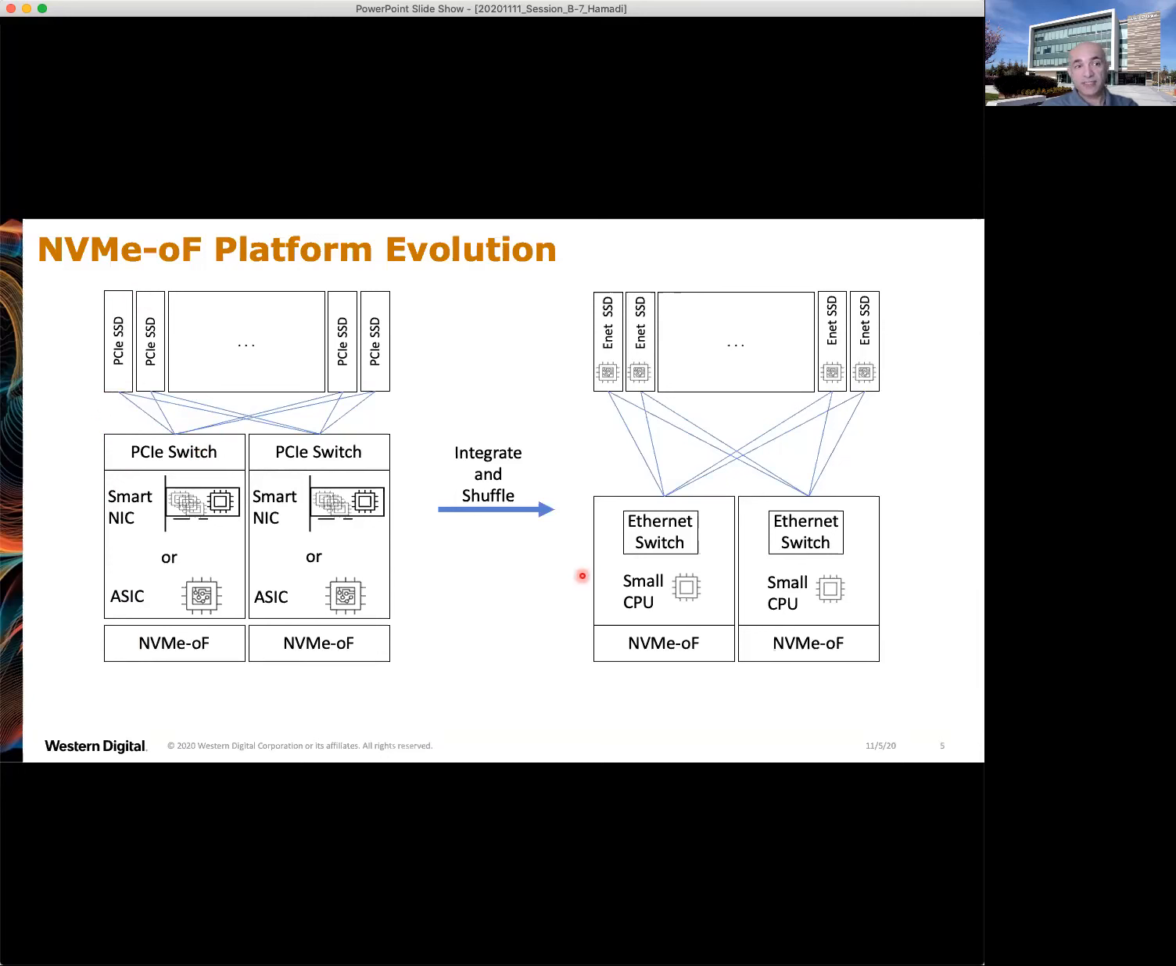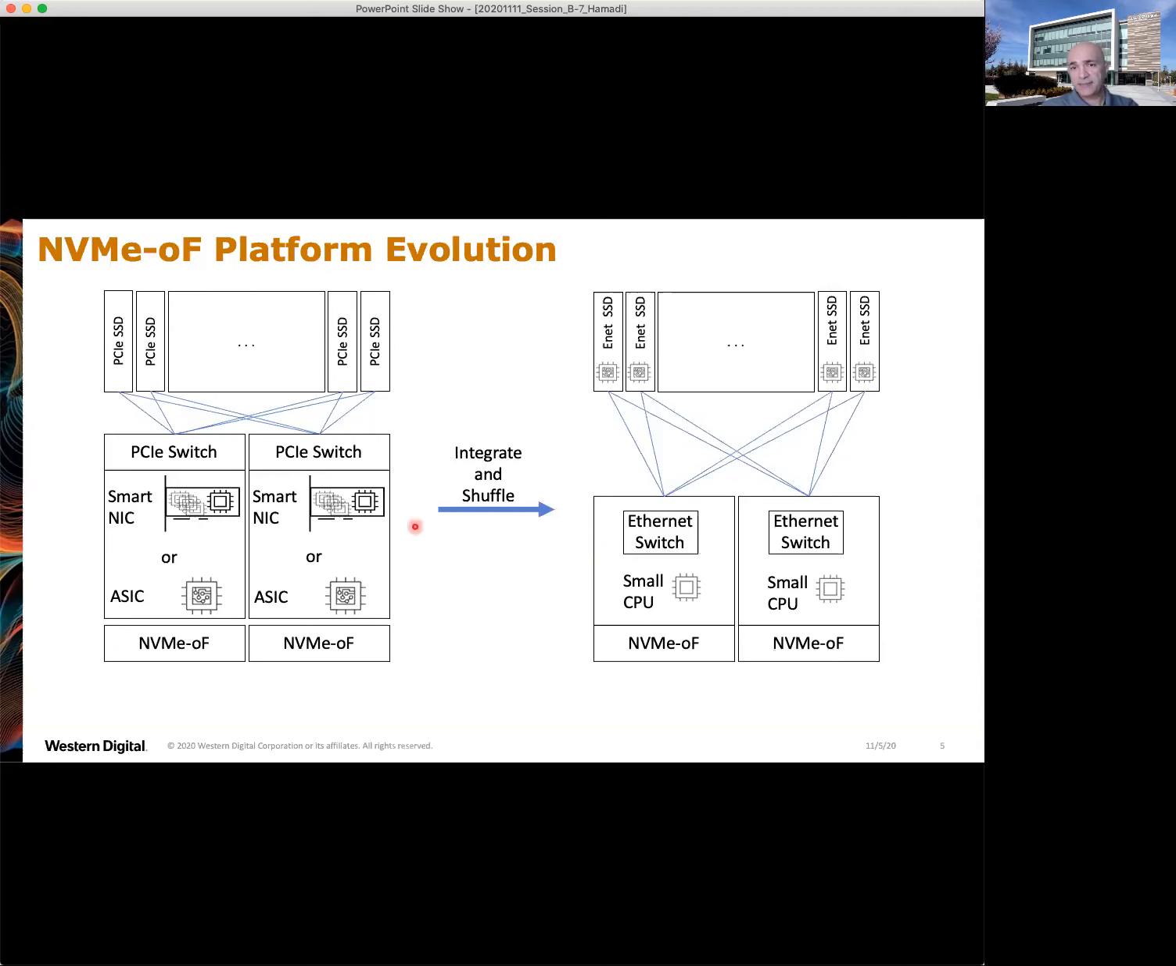Now let's shift our attention to the right-hand side of the slide. The process we go through is an integrate and shuffle, which is another common process that we see in the industry. With this process, the drives themselves change their interface from PCIe to Ethernet, like we were talking about in the previous slides. And with this wave of change, we'll see other simplifications as well.